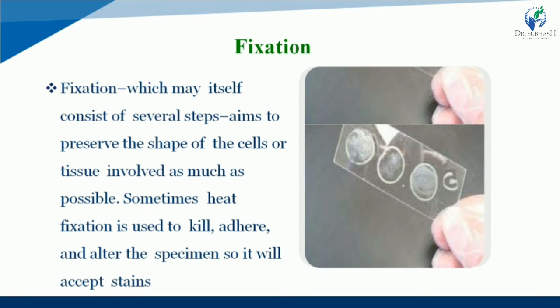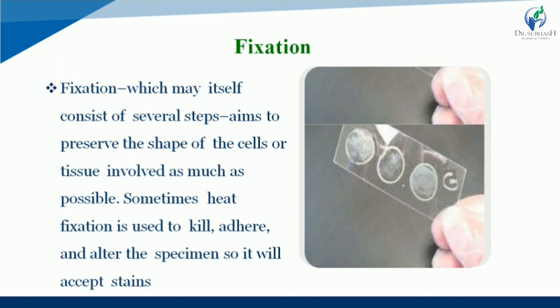What is the aim of the fixation method? Fixation is done with the help of a flame, passing the slide over the flame. Fixation, which may itself consist of several steps, aims to preserve the shape of the cells or tissue involved as much as possible.